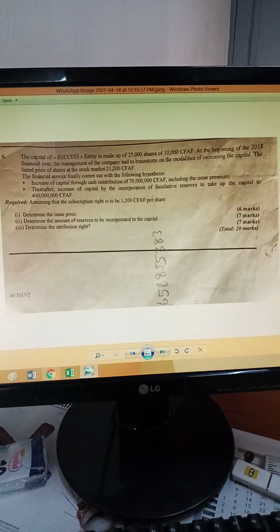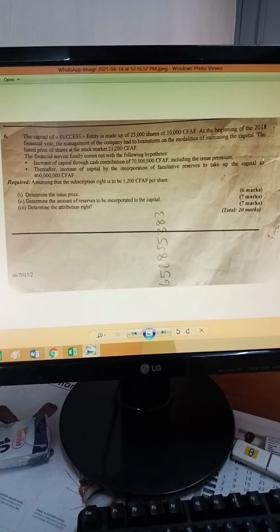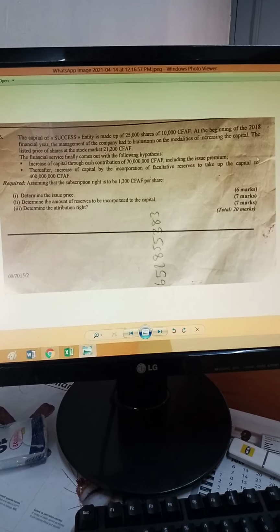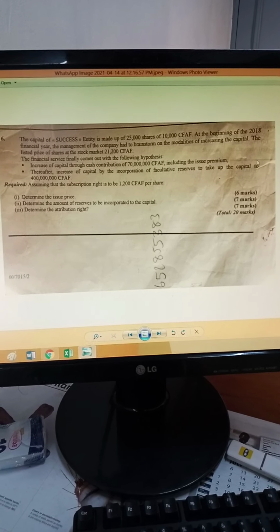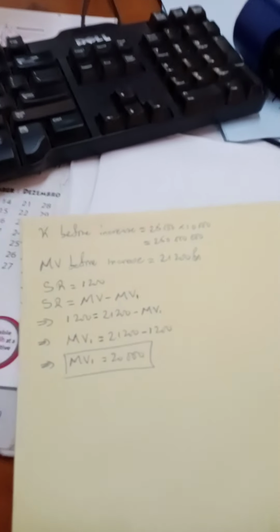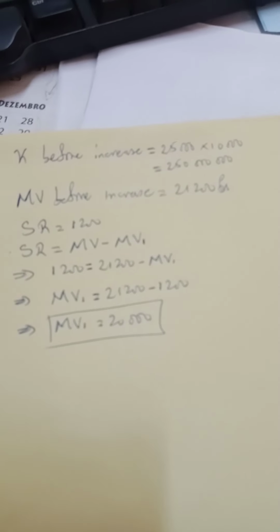So the company decides to increase their capital using two modalities: one, by issuing cash shares, for which the issue price is not given, and that's what we're asked to find. And secondly, by incorporating reserves. So for the first question, we're going to extract information and obtain what we can use. My approach to solving this will be a tabular approach. Before we start, we have an extract of information given in the question.